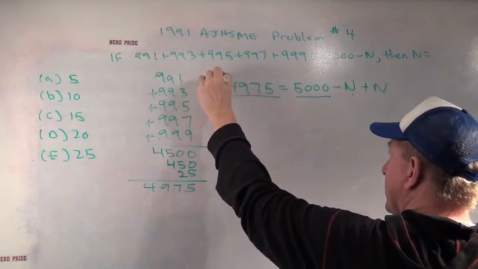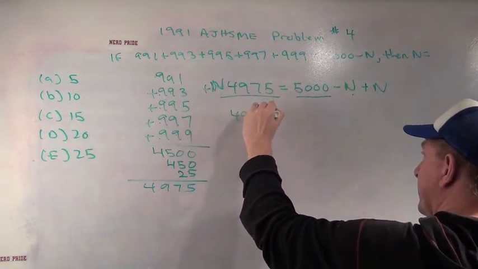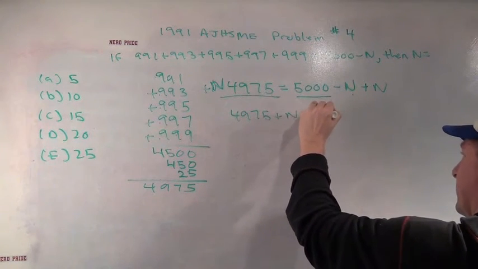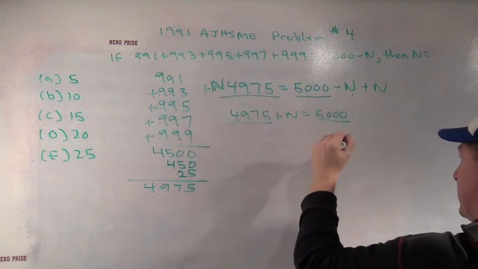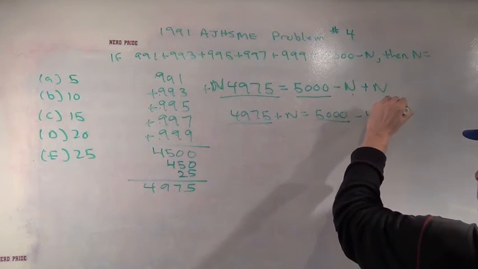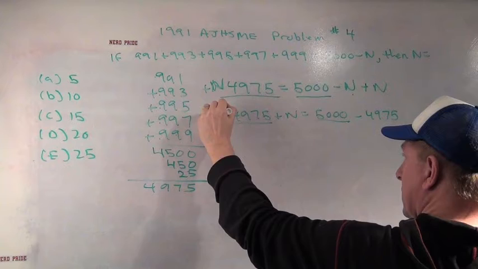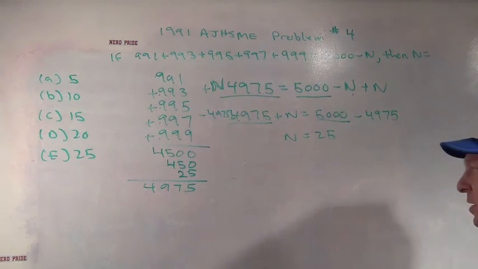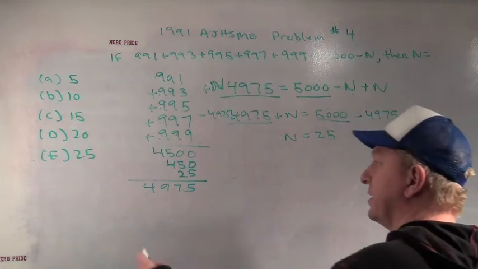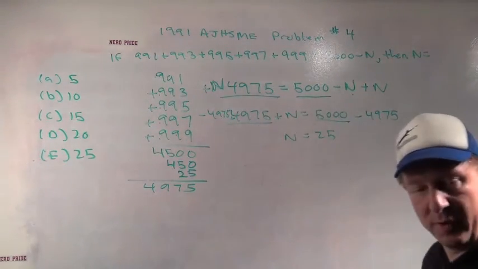Oops, sorry about that. Looks like a W. 4,975 plus n equals 5,000. And now we subtract 4,975 from both sides, and we get n equals 25. So we're happy about that. And fortunately, that is a choice.